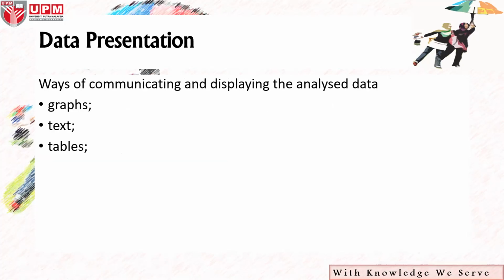Okay, so in terms of data presentation, ways of communicating and displaying the analyzed data, we can present based on graph. For example, you use the PP plot, okay, QQ plot, box plot, contohnya. Okay, or you can use text, meaning that you present your data in paragraph, okay, or tables.